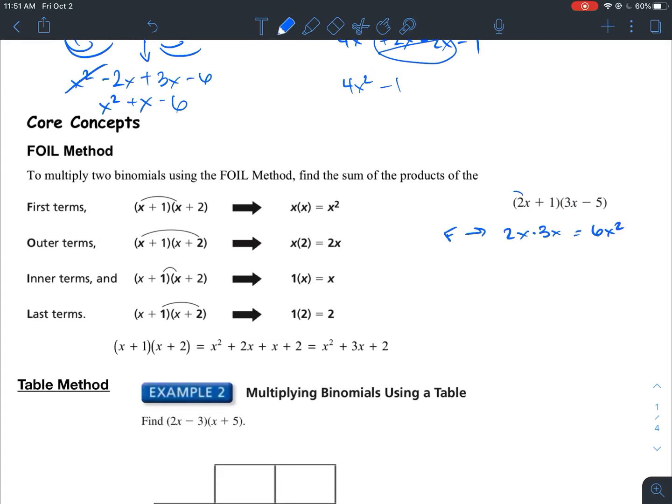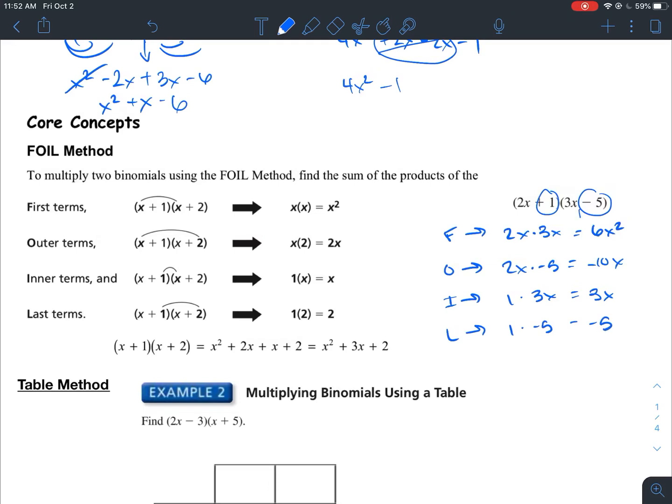Now I'm going to multiply the outer terms, which is 2x times negative 5, which is negative 10x. I'm going to multiply the inner terms, which is 1 times 3x, which is equal to 3x. And then I'm going to multiply the last terms of the binomial. So that's going to be 1 times negative 5, which is equal to negative 5.